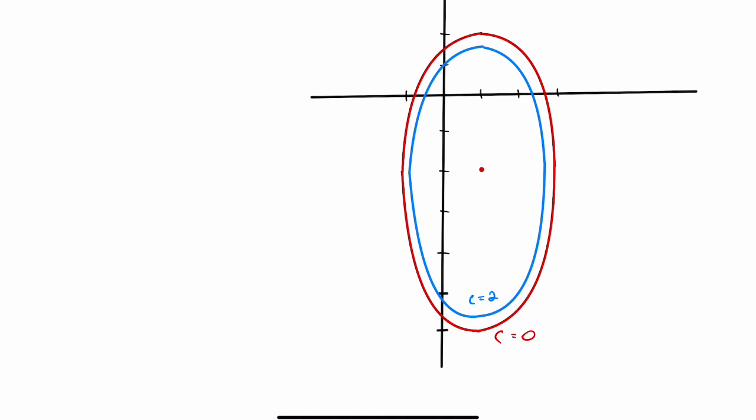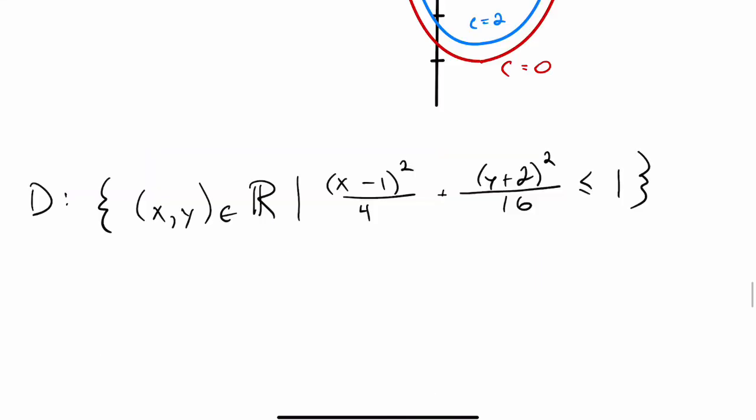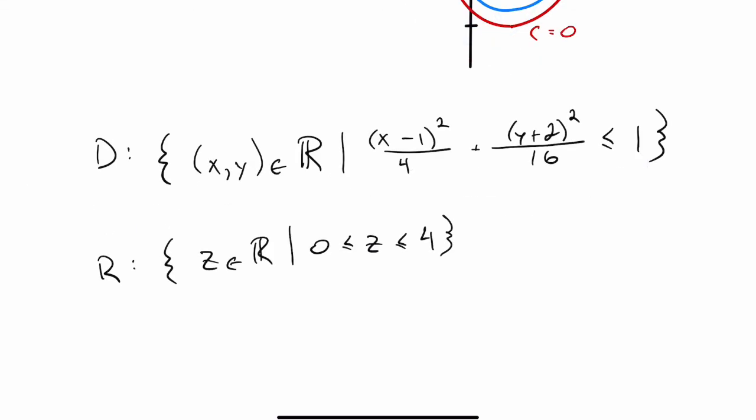And if we kept calculating different level curves, we would just end up with a bunch of ellipses of different sizes. To calculate the domain, just take what's inside of the radical and set it greater than or equal to 0. If you do that, then you'll find that the domain looks like this. Then all you need to do is test the extremes of your domain, and you'll find that the range is z in all real numbers, such that 0 is less than or equal to z is less than or equal to 4.